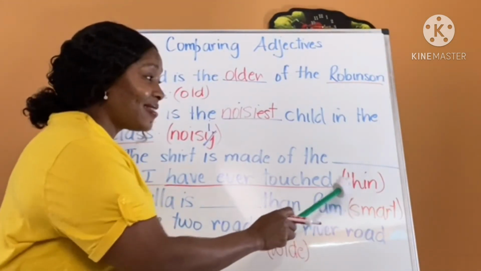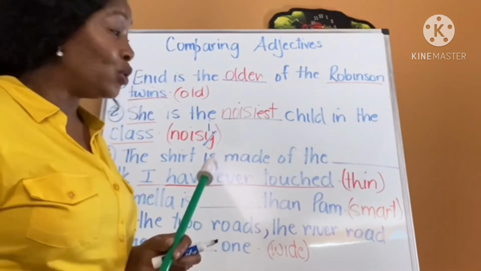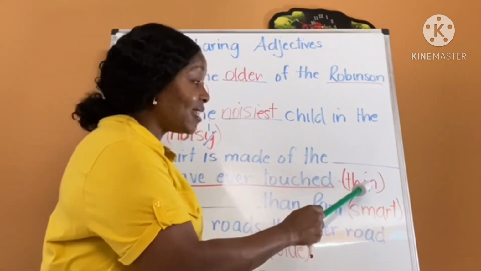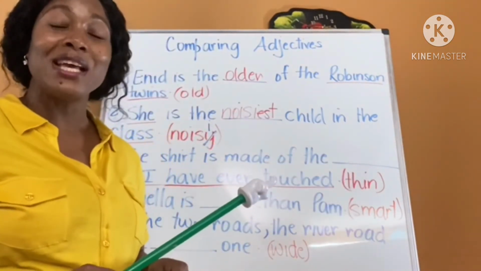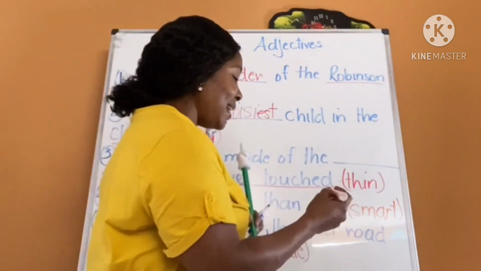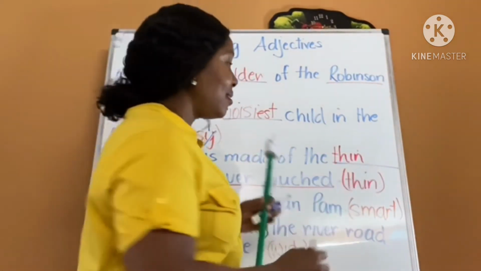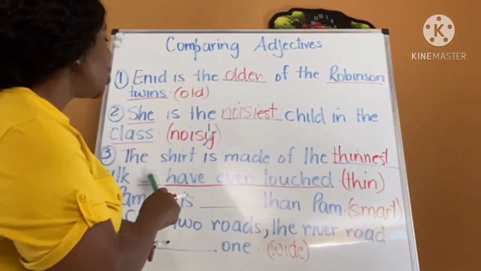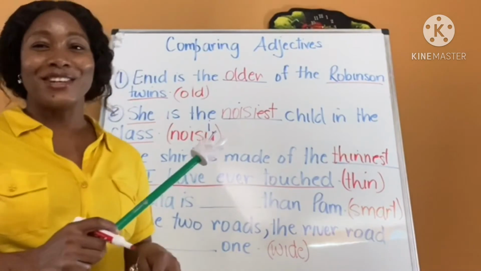Now the word is thin. How many syllables do you hear? Only 1. Now, do you see at the end consonant, vowel, consonant? Yes. Do you remember what we do when we see that format? We double the last letter. So let us write THIN. The last letter is N, so we double it. Then we add EST. So the shirt is made of the thinnest silk I have ever touched.